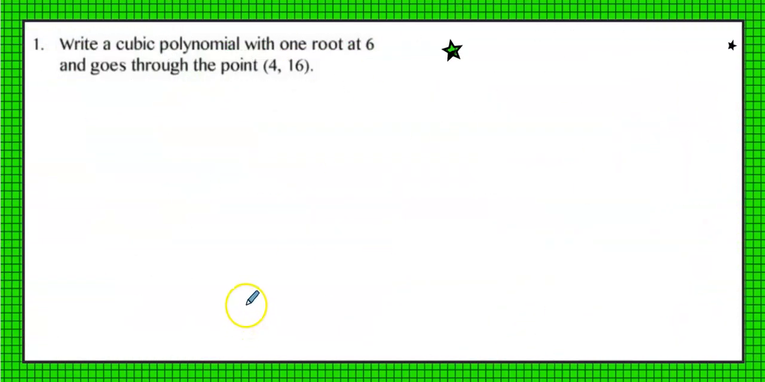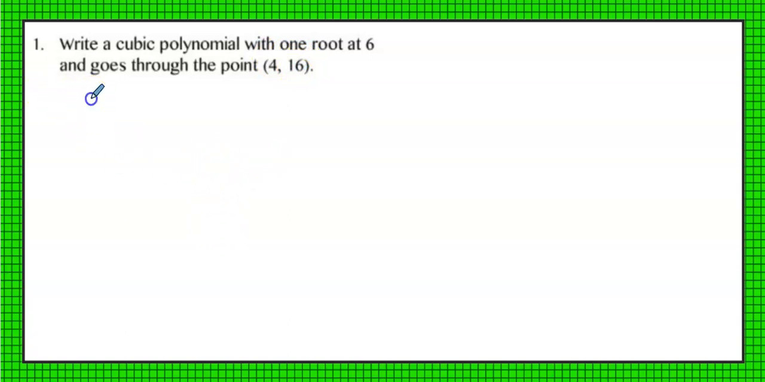So problem number 1 asks us to write a cubic polynomial. So we know that the total degree is going to be 3. It only gives us one root, so that's going to be our one factor with an exponent of 3. But it also gives us a point that it goes through. So we want to pay attention to that, because if you see goes through the point and then it gives you an ordered pair, you know that you need to find that a value. The a value is not going to be 1 on this one.